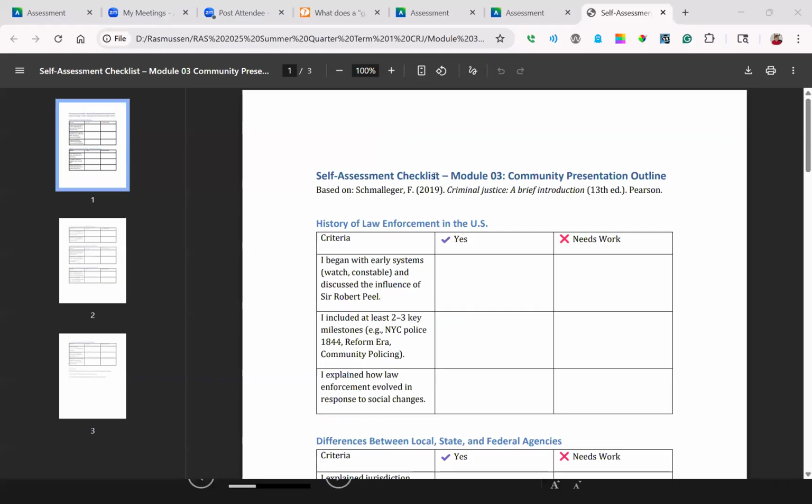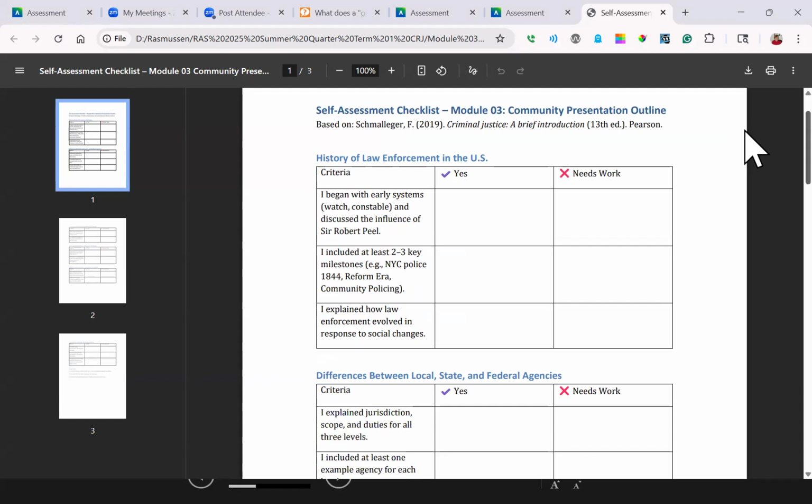It has different parts to it. We're starting with the history of law enforcement. Take this sheet out. I'll be delivering it in 2 formats, a Word and a PDF file. You can click inside the Word and mark it yes if you met this requirement. If not, mark it needs work. This is a self-assessment. After you've reviewed your presentation, the goal is for every item to be marked yes. If you see some marked needs work, I encourage you to continue to work.